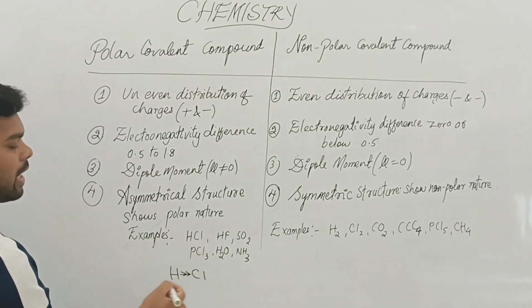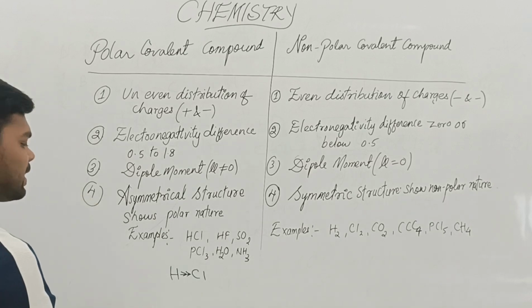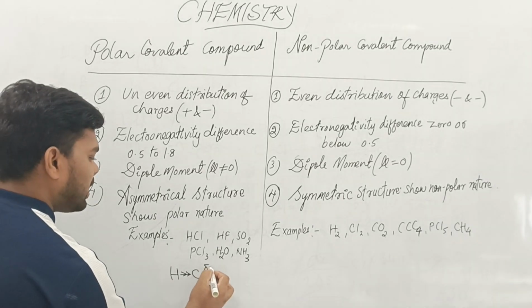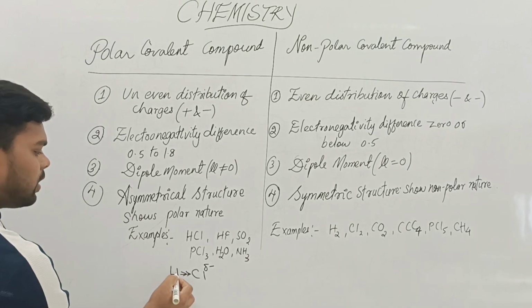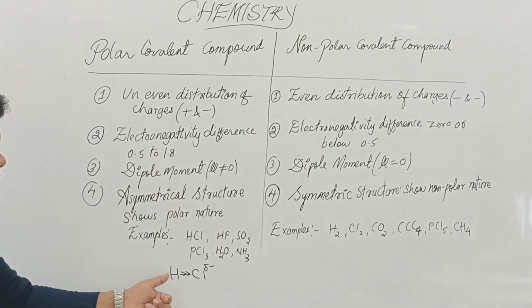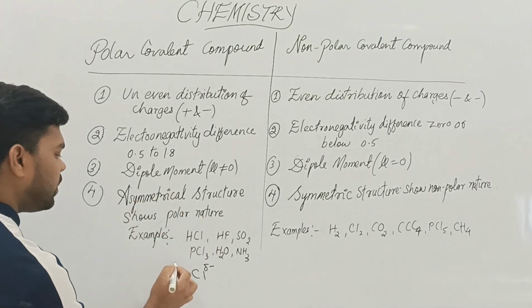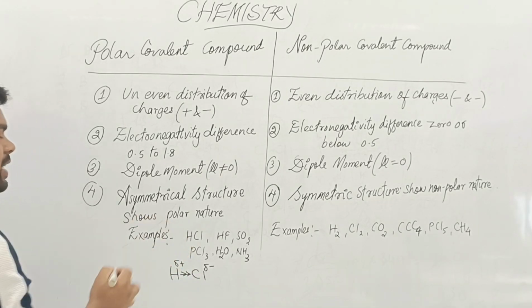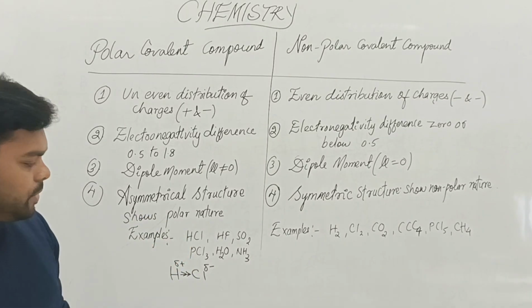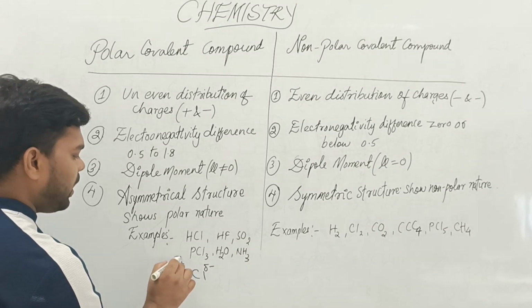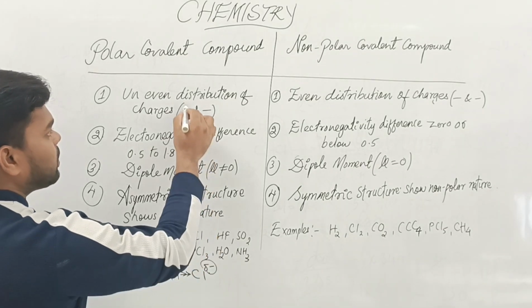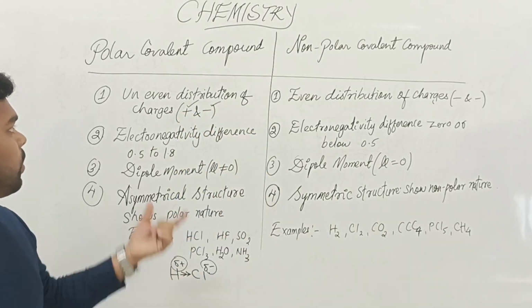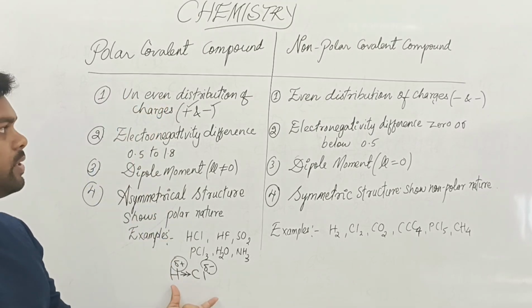Therefore, chlorine will attract the electron towards itself and it becomes negatively charged. And as the electron has been taken from the hydrogen, it will lose electron density, so it will be written as delta positive charge. So this is the way we write positive and negative. So it is called uneven distribution.